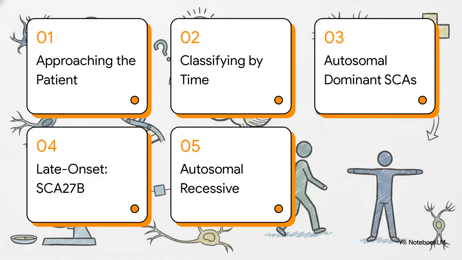We're going to look at approaching the ataxic patient, classifying ataxia by time, diving into the autosomal dominant SCAs, exploring late-onset ataxia, specifically SCA27B, and wrapping up with the autosomal recessive ataxias. So let's get right to it.